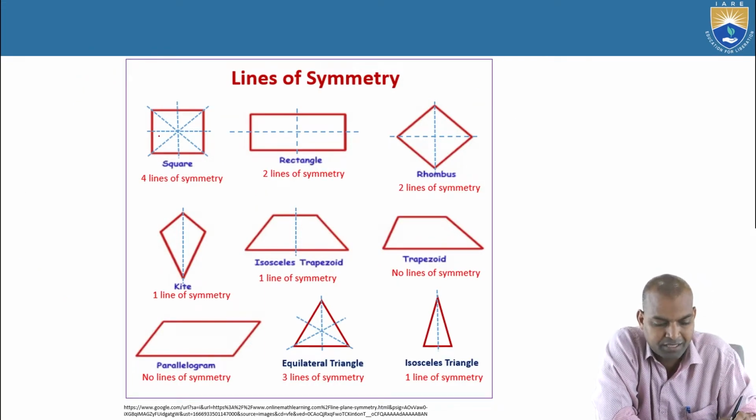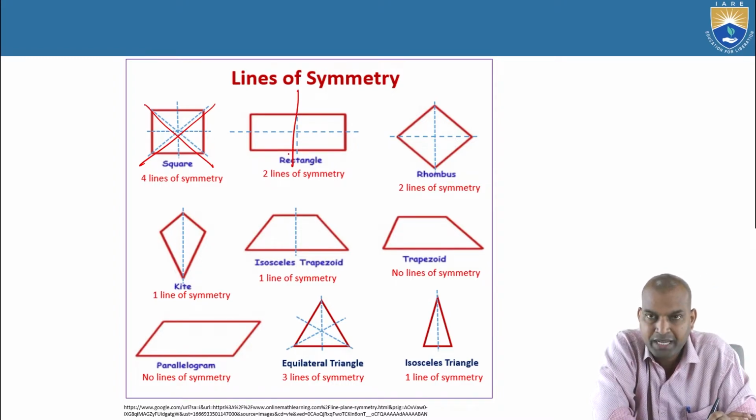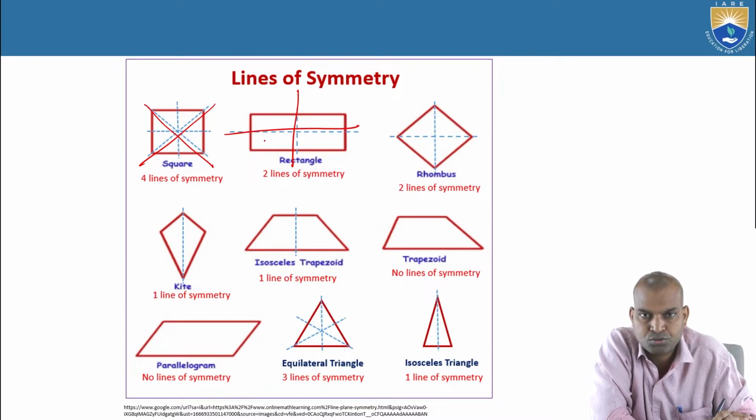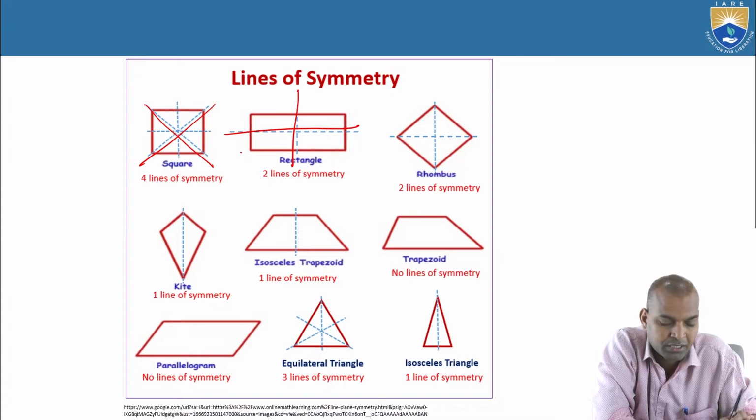If you consider the square, it is symmetrical about axis x and axis y. There are two, and one more diagonally also symmetrical. That's why the square has four lines of symmetry. And if you consider the rectangle, it doesn't have this facility. It is not symmetrical diagonally, that's why it has two lines of symmetry. What are the two lines of symmetry? About axis y and axis x. That's why the rectangle has two lines of symmetry, whereas the square has four lines of symmetry.